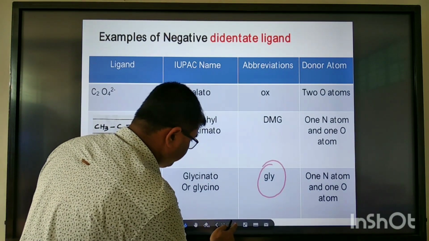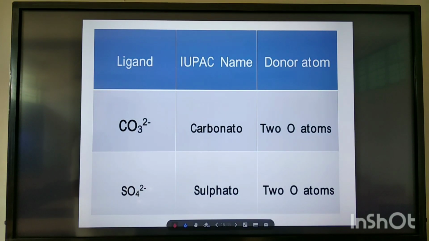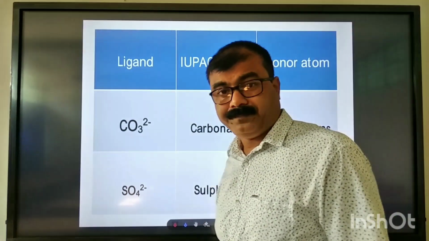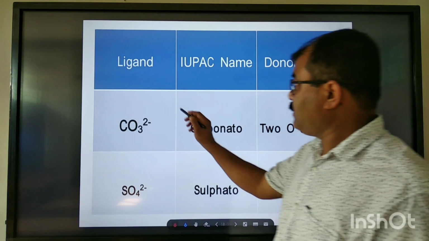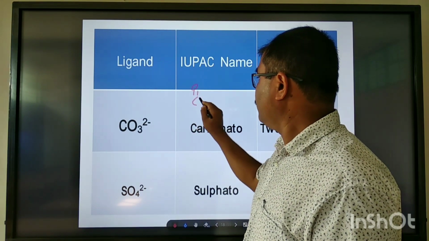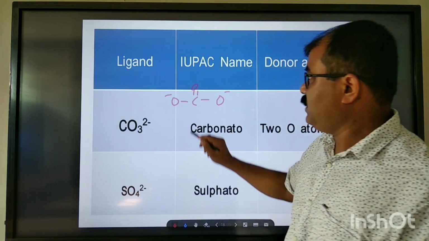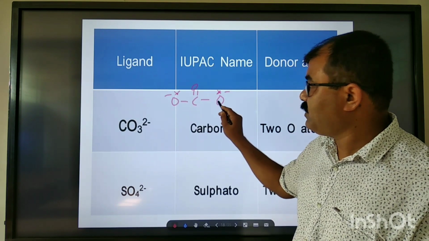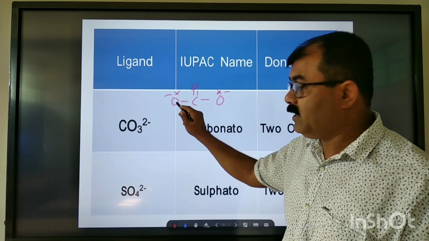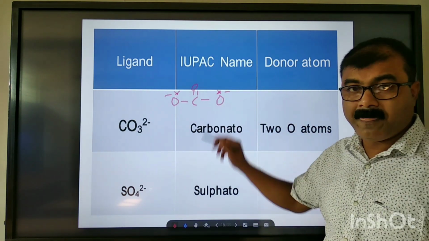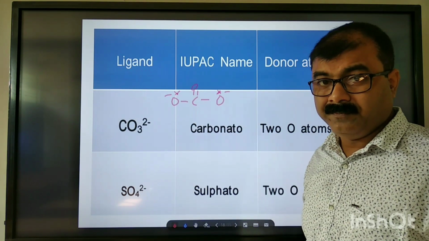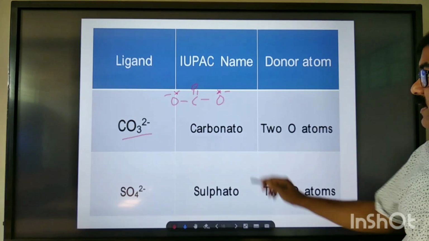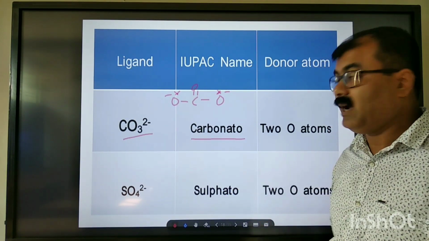Let us go ahead. Okay, other two simple negative bidentate ligands. One is carbonate. Carbonate structure, you know. You see carbonate, the negative charge is here; this oxygen and this oxygen, these two oxygens are donor atoms. That is why carbonate is a bidentate ligand. The name given in the complex is carbonato.